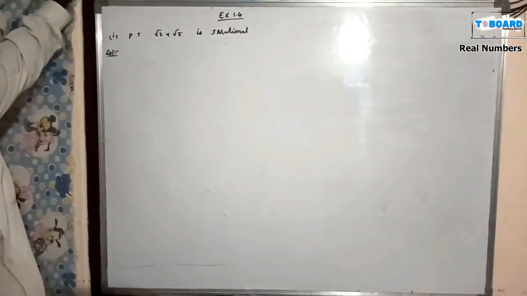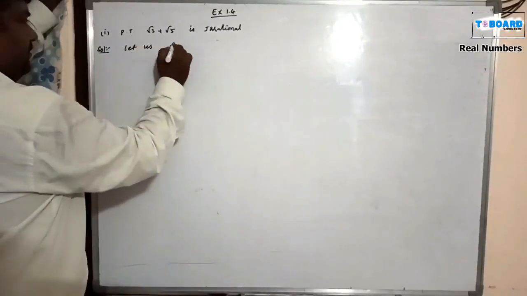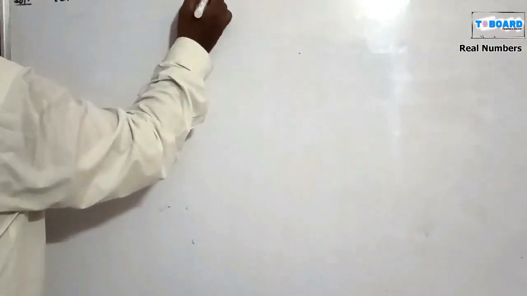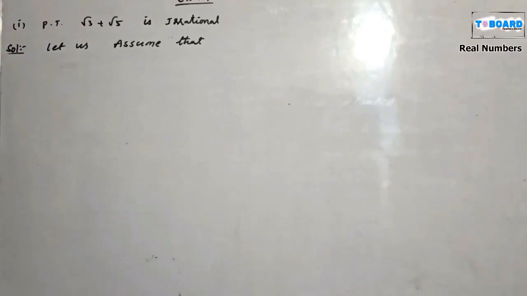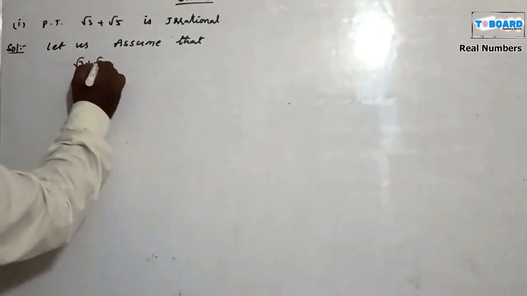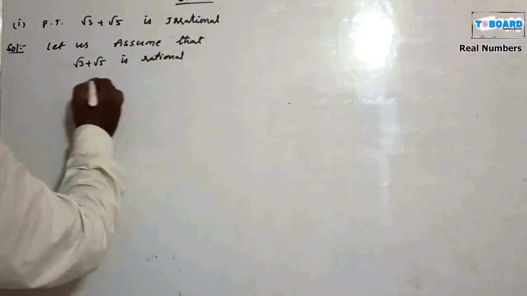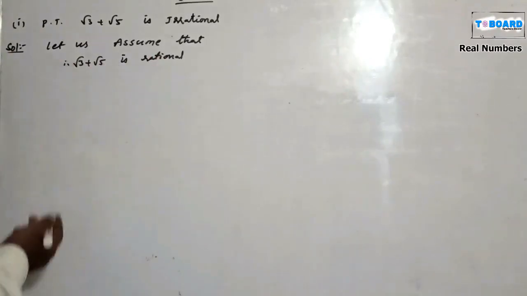Prove that root 3 plus root 5 is irrational. Let us assume, it is the indirect method. Indirect method means first, here what is given is irrational. We have to prove irrational. Let us assume that root 3 plus root 5 is rational.